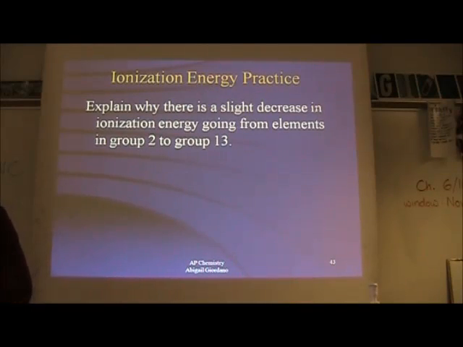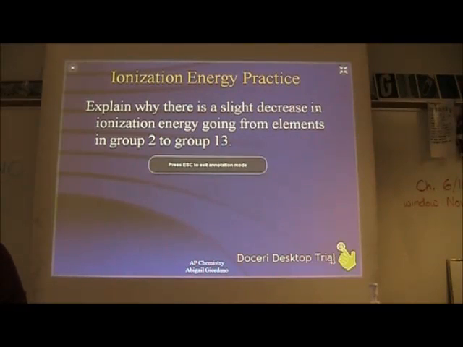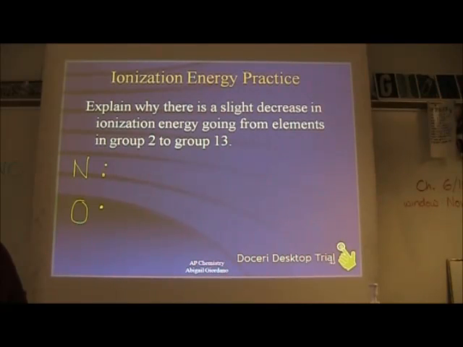So, groups 2 to 13. There is another place where there's an exception. We're going to compare these two elements: nitrogen and oxygen. I don't have ionization energies for this, so I'm just going to make up numbers. Let's say nitrogen has an ionization energy of 475. Oxygen, 406.